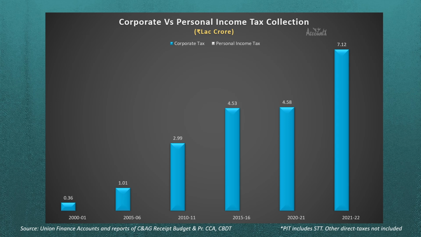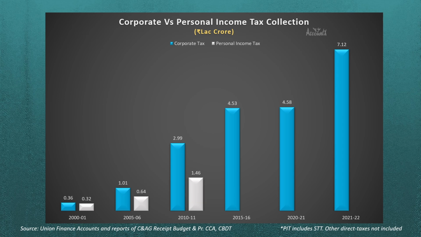Let us now compare this with personal income tax. During 2000-2001, total collection of personal income tax was about 0.32 lakh crore. After 5 years, this has increased to 0.64 lakh crore.